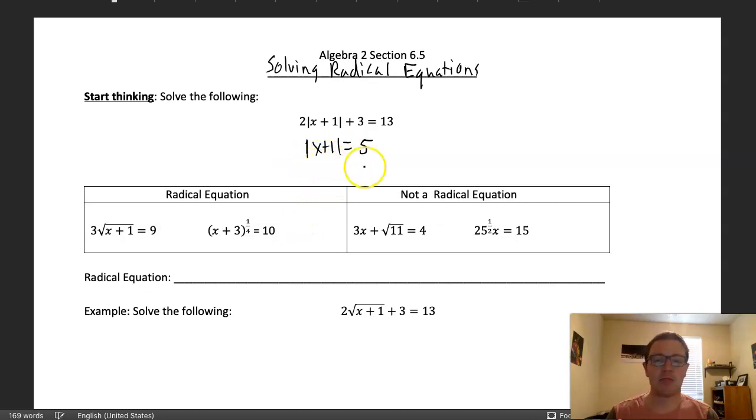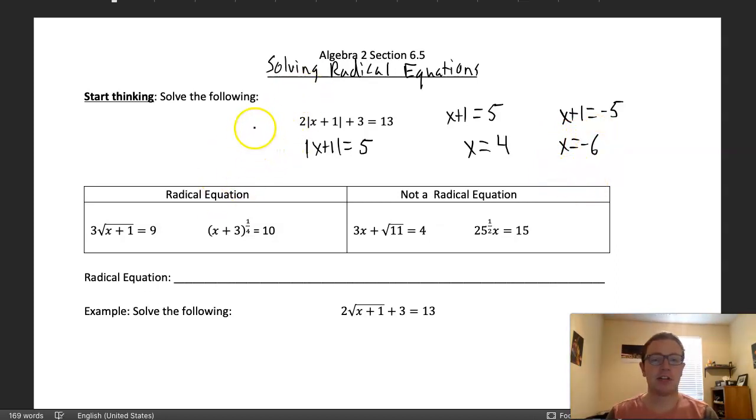But then after that, what we want to do is split this up. We say x plus 1 can be either equal to the positive version of this value. Remember, an absolute value is just a distance. So what values are a distance of 5 away from 0? Positive 5 and negative 5. So split this up and then solve. We would find our answers are x is equal to 4 and x is equal to negative 6.